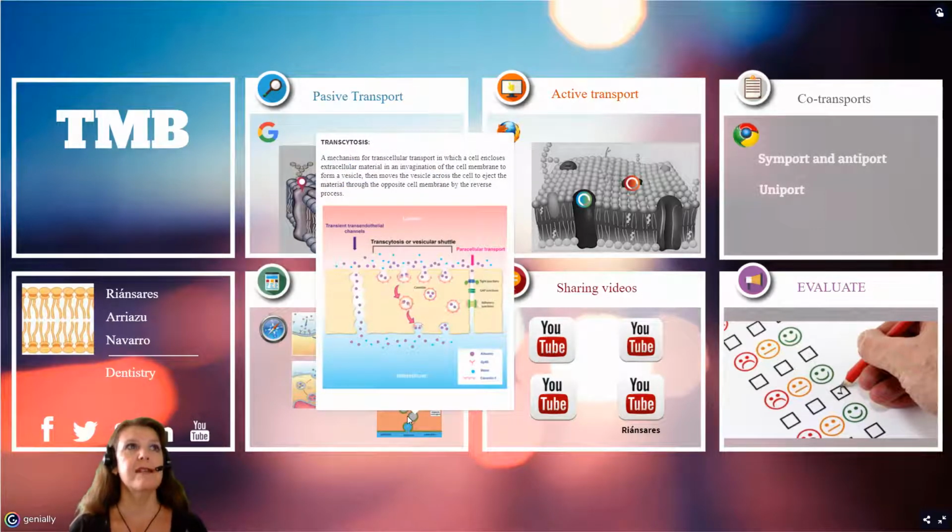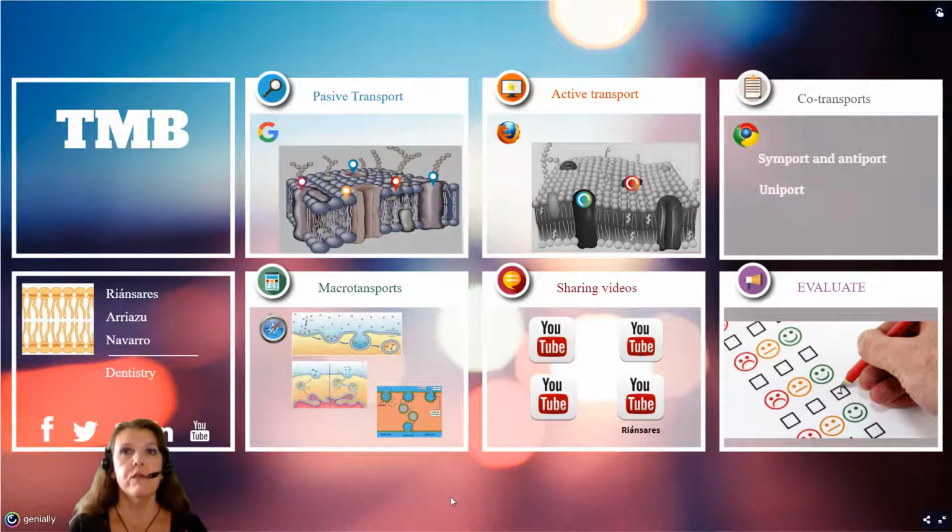Finally, we have transcytosis. We are going to combine endocytosis and exocytosis. As you can see in this picture, we are going to take molecules from here, from the lumen, by endocytosis. This vesicle is going to travel across the cell cytoplasm, and then molecules are going to be expelled to the other side by exocytosis.